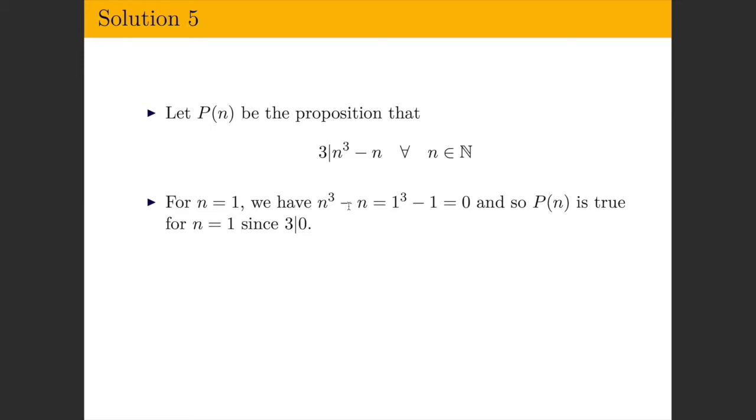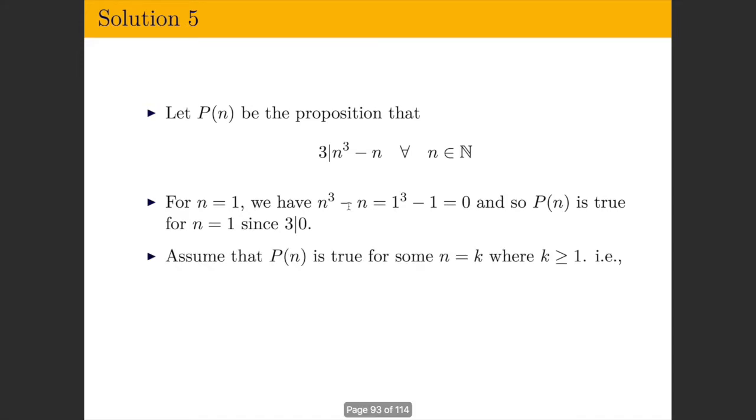Now let's have a look at the inductive step. Assume P(n) is true for some n equals k, where k is greater than or equal to 1. In other words, we're going to assume 3 goes into k cubed minus k. Now, equivalently, this notation is a little bit difficult. What does it even mean?